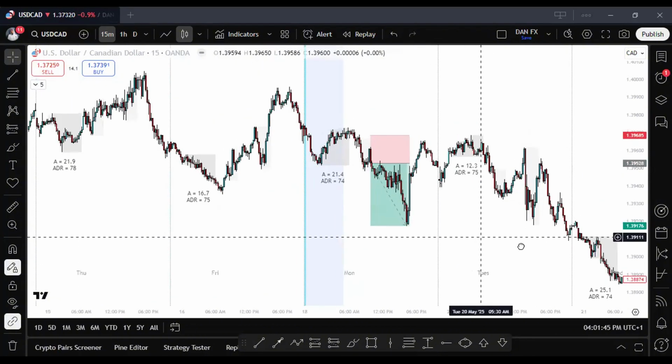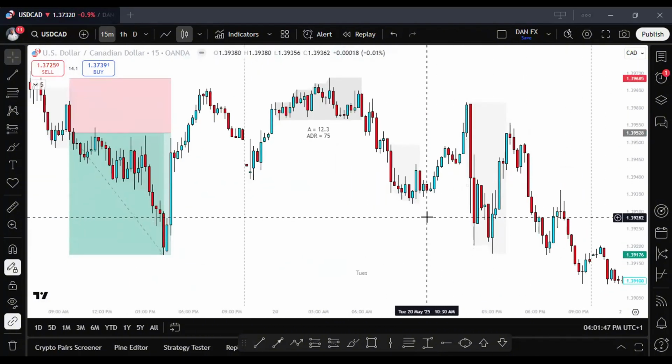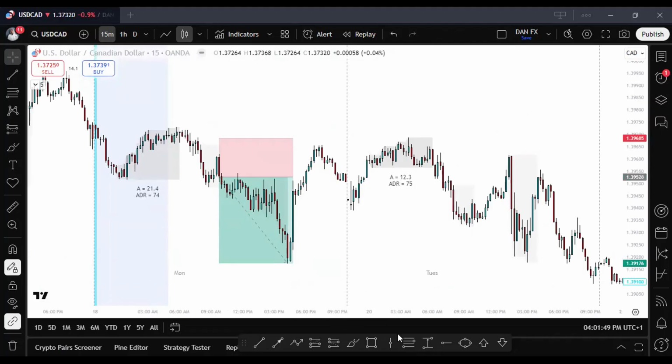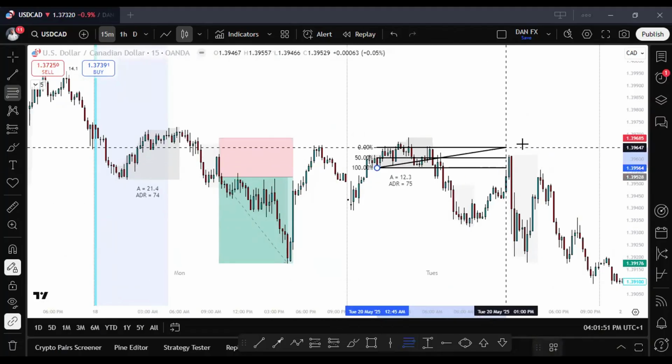So we're still looking for sells, right? Still looking for sells, looking for reasons to take sells. So what do we have here? We have Asian range here.